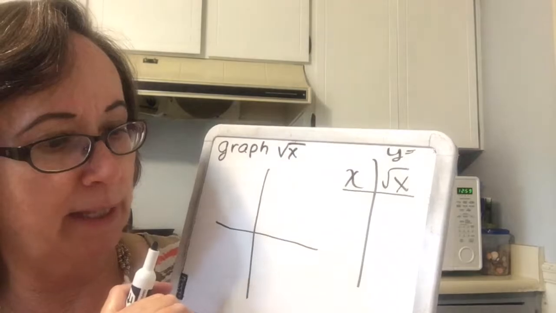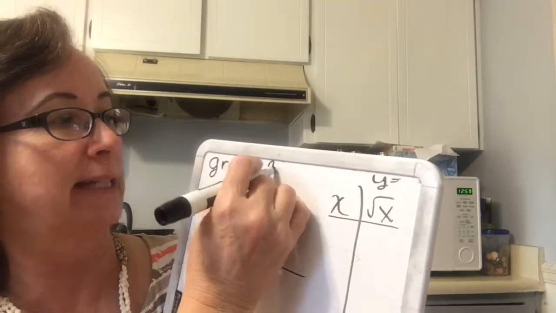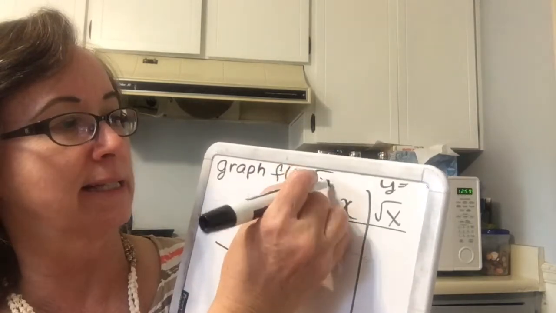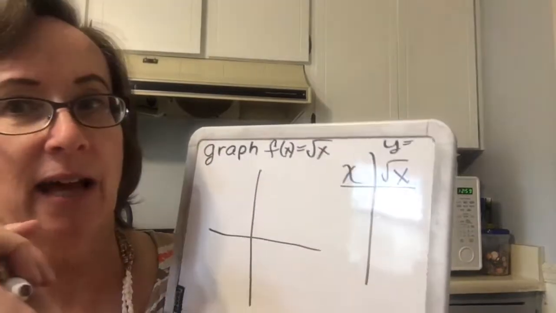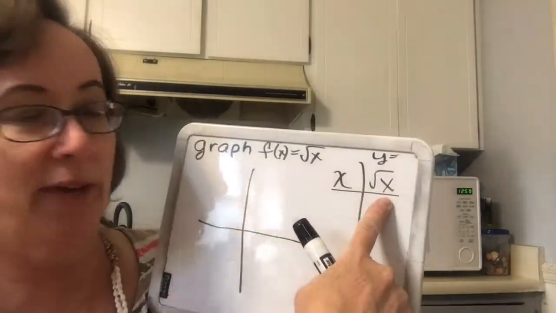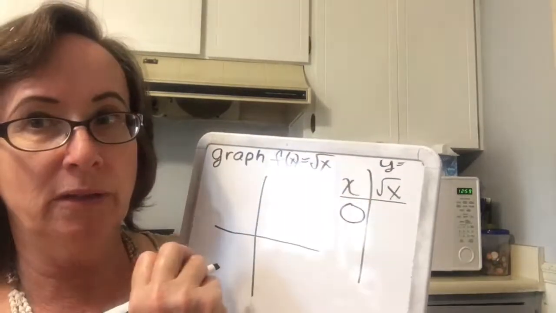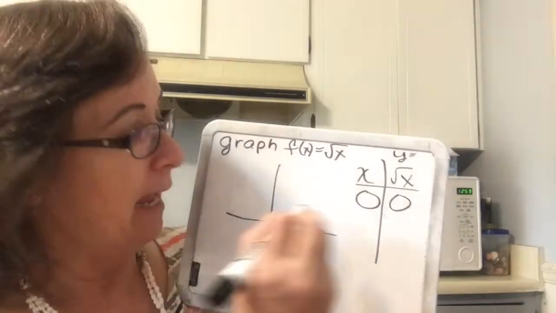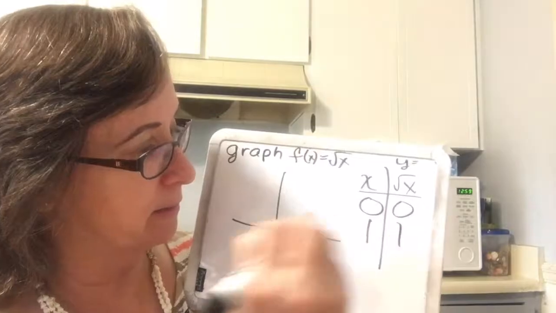So on this one, I didn't write it all here, but this is f of x equals square root of x. I got sloppy. Your y is the square root of x, but it's often just easiest to put your square root of x there because it is your y value. If I plug in a 0, then I get the square root of 0, which is 0. If I plug in a 1, then I get the square root of 1, which is 1.